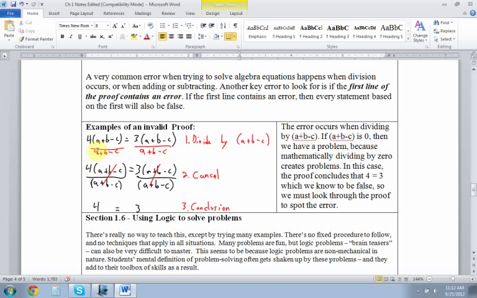Well, they made the false assumption that a plus b minus c is a number. Well, what if it's 0? Which in this case, it is 0. You cannot divide by 0. So therefore, and I have the error, over here I have the explanation, the error occurs when dividing by a plus b minus c. Because if it's 0, then we have a problem. Because dividing by 0 creates problems. And you can come up with these strange proofs by dividing by 0, essentially.